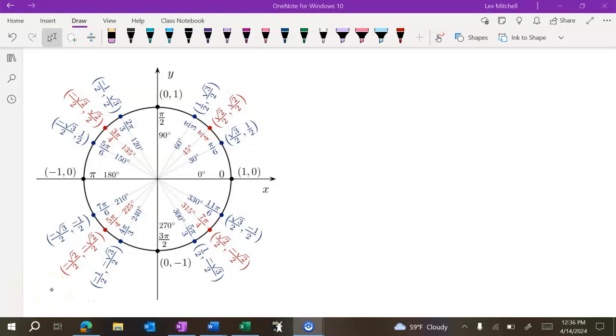Okay, so today we're going to be looking at graphs of sine and cosine and then writing their equations based off of those graphs. So instead of giving an equation and writing it like we did in the last video, now I'm going to give you a graph and you're going to write the equation.